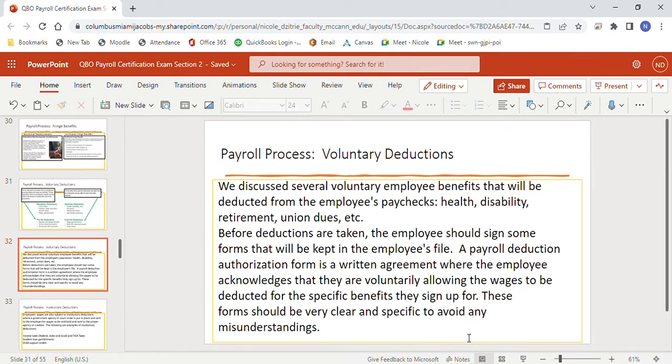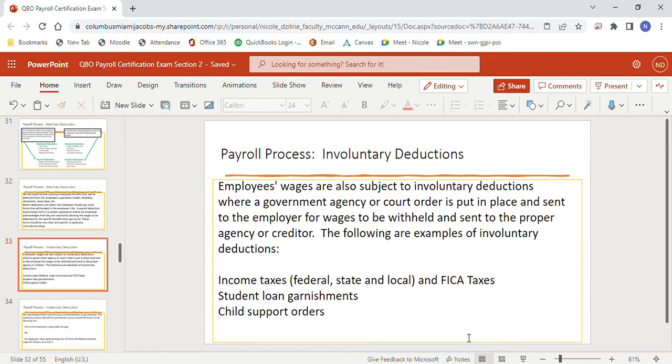So voluntary deductions, we discussed several voluntary employee benefits that will be deducted, like health, disability, retirement, union, etc. But before deductions are taken, the employee should sign some form that will be kept in the employee file. A payroll deduction authorization form is a written agreement where the employee acknowledges that they are voluntarily allowing the wages to be deducted for the specific benefits they signed up for. These forms should be very clear and specific to avoid any misunderstanding.